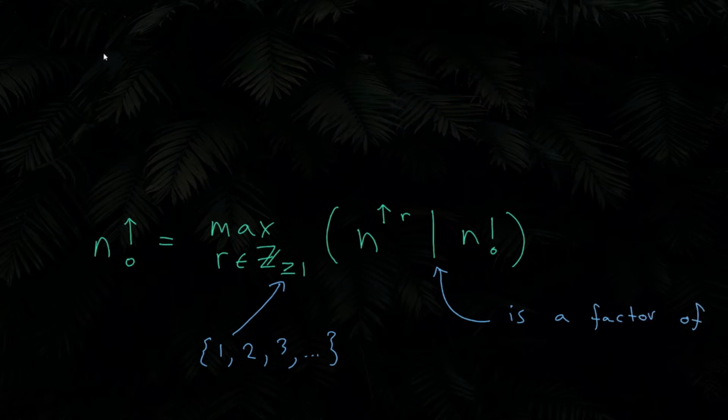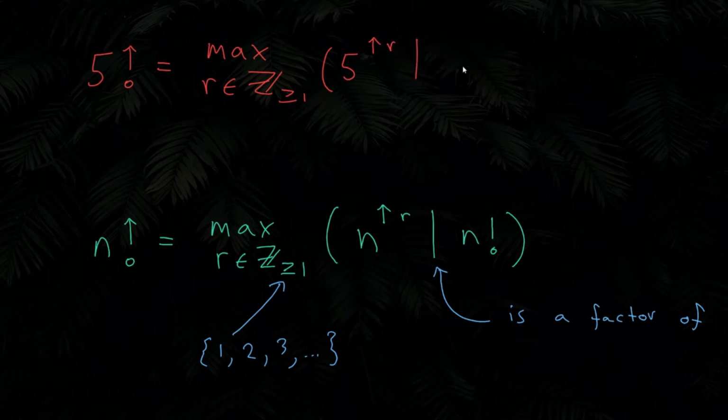So let's compute an example. Let's find 5 pop factorial. By definition, this is just the maximum number r in the positive integers with the property that 5 rising factorial r is a factor of 5 factorial. So it has to be a factor of 120.